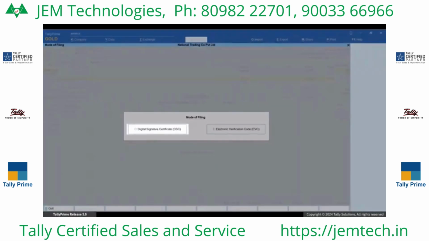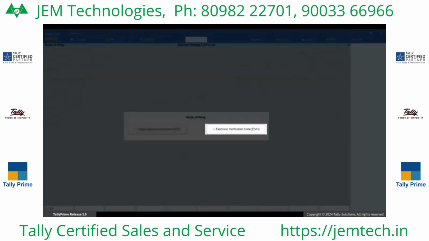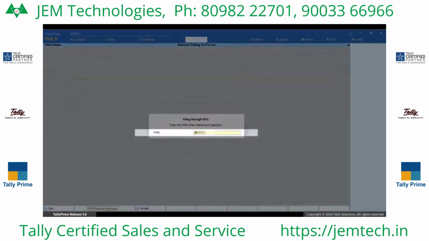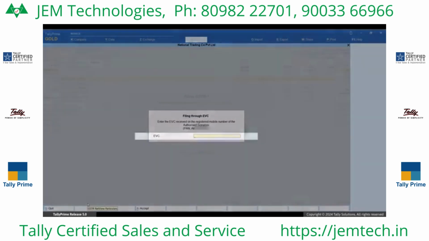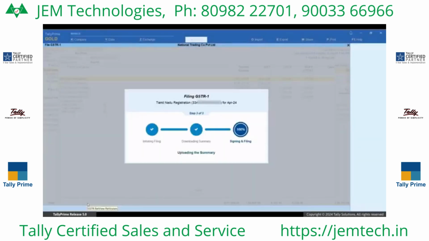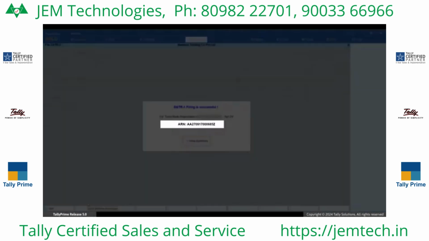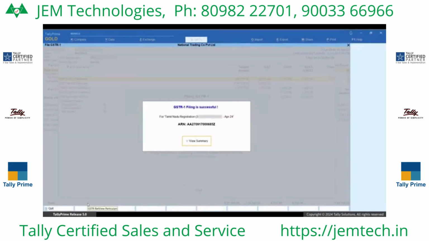You can file using DSC or EVC. Let's select EVC. Enter your PAN. Now, enter the OTP. The GSTR1 is filed and you have the application reference number or ARN too.